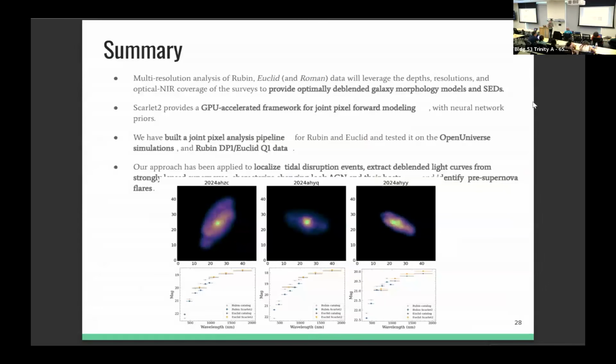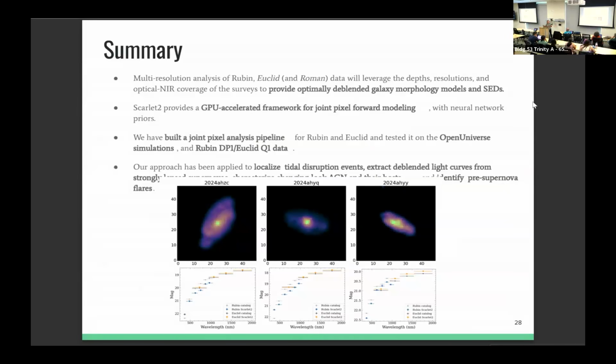So with that, I'll leave up the summary. I just wanted to summarize by saying that we think that we can really do well if we combine the strengths of Euclid's high resolution and Rubin's depth in this joint processing approach. We've built the code to do it, and we're now testing the pipelines on the real and the simulated data. And we're also trying it out on a number of different science cases.